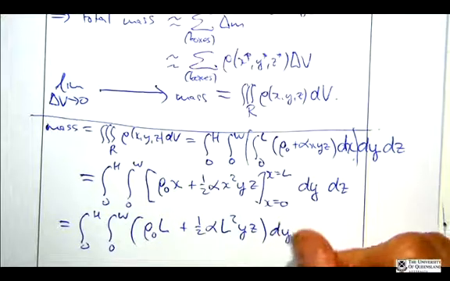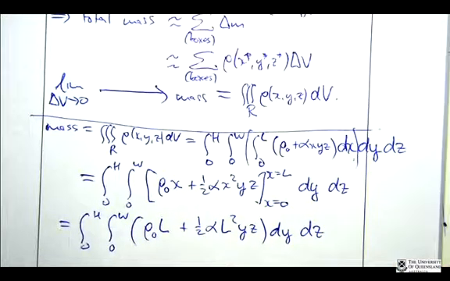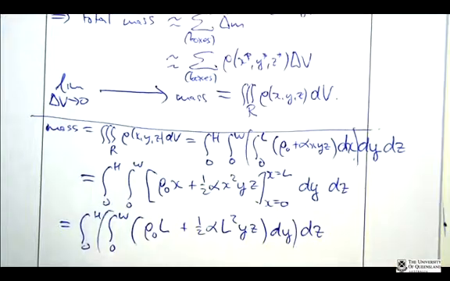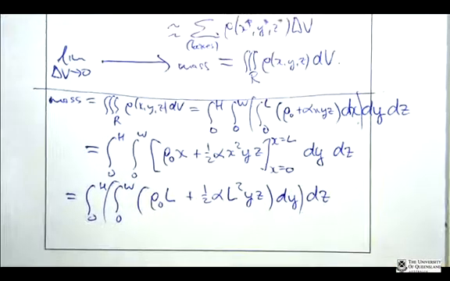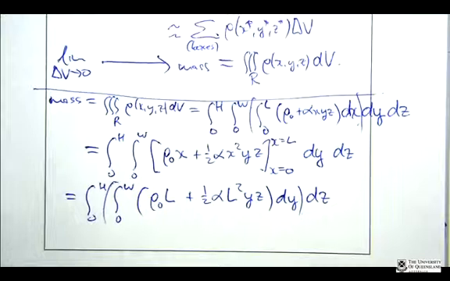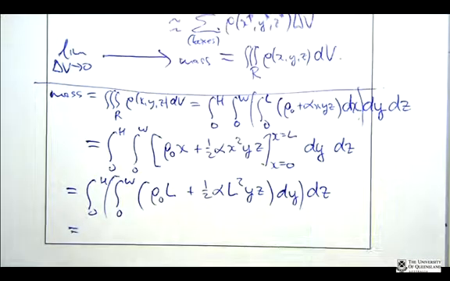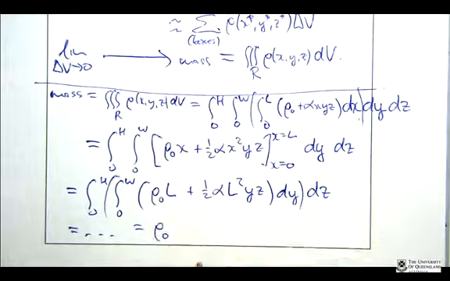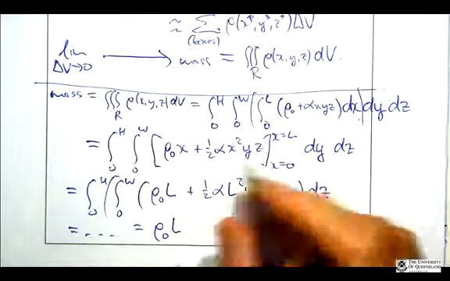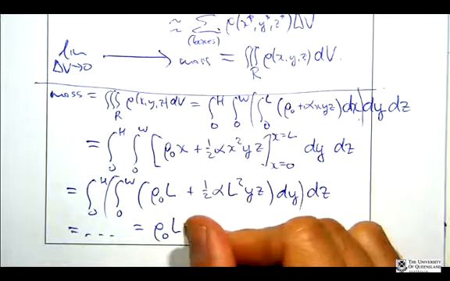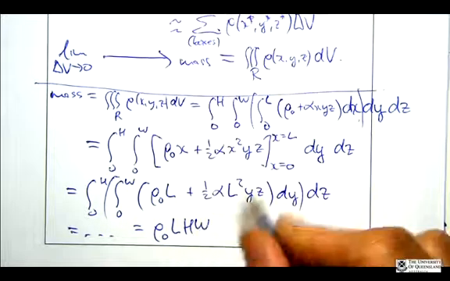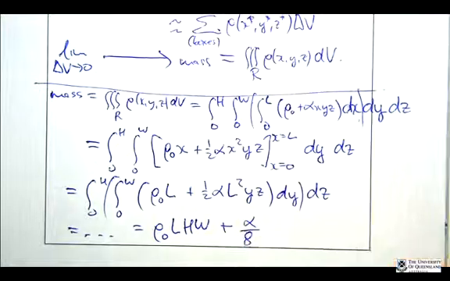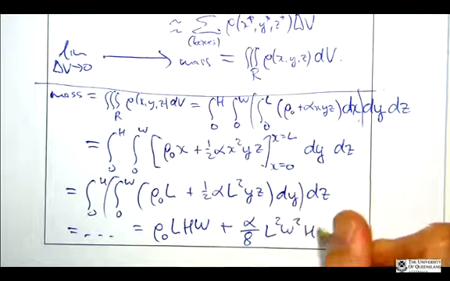All right, so now all we're left with is a doubly iterated integral, first with respect to y, then with respect to z. That's the sort of thing I've been talking about for the last couple of weeks. The rest should be pretty straightforward. What's new in this lecture are these triply iterated integrals coming from Fubini's theorem. The result that you get is rho naught times L, H, and W plus alpha on 8, L squared, W squared, H squared.